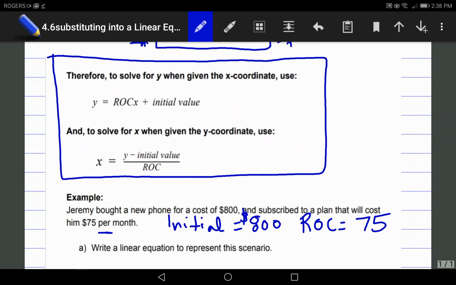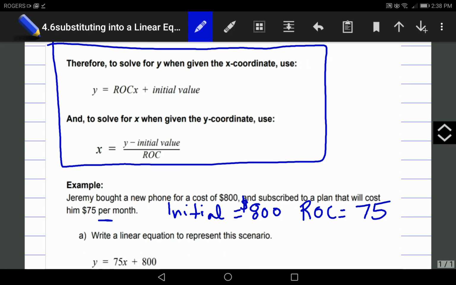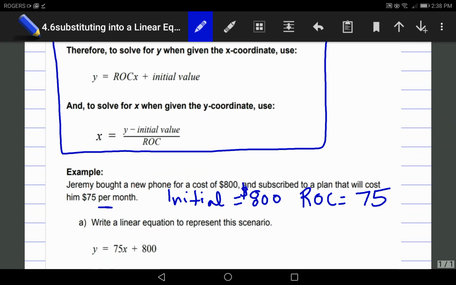So of course, it's going to be in the form of y equals rate of change times x plus the initial value. That's how we got this equation down here. Okay, I left y and x the way they are. I replaced the rate of change with 75, and I replaced the initial value with 800. Okay, and we get this equation.